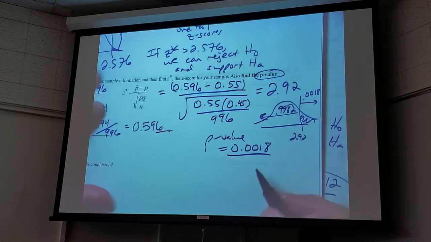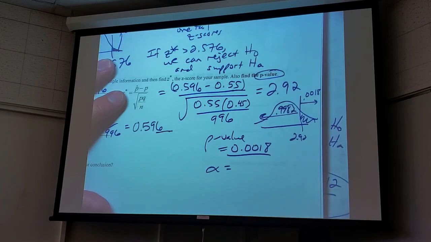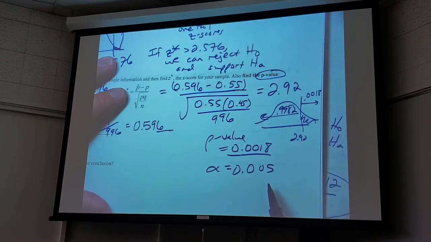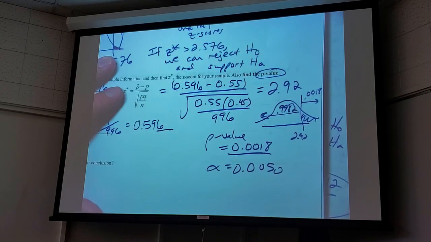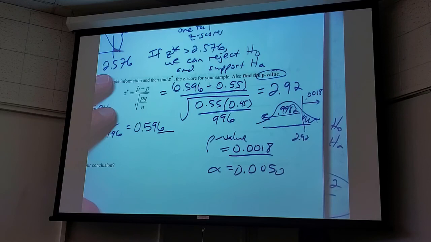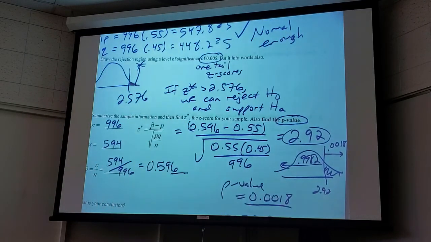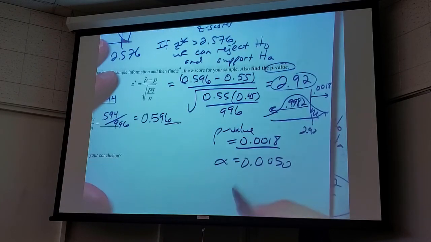So what was alpha again? Is the p-value less than alpha? Yeah, 0.0018 is less than 0.005, right? So that means we can reject, but we already knew that, because 2.92 is way up there. I already knew that we made it. So we can reject the null.